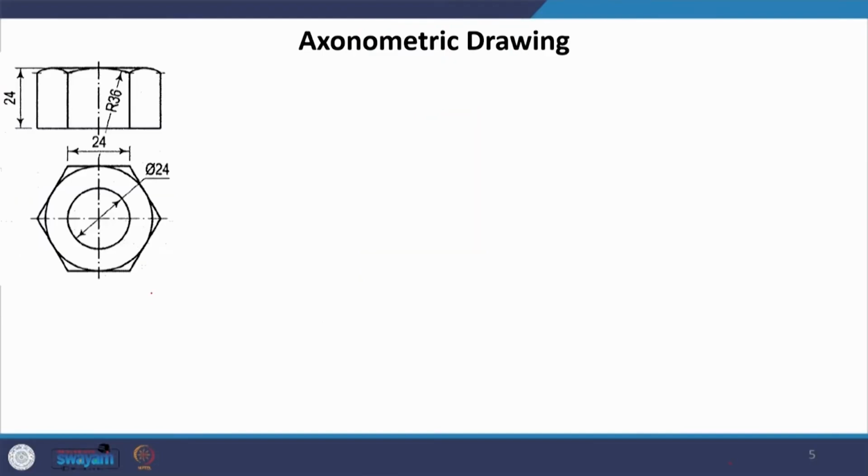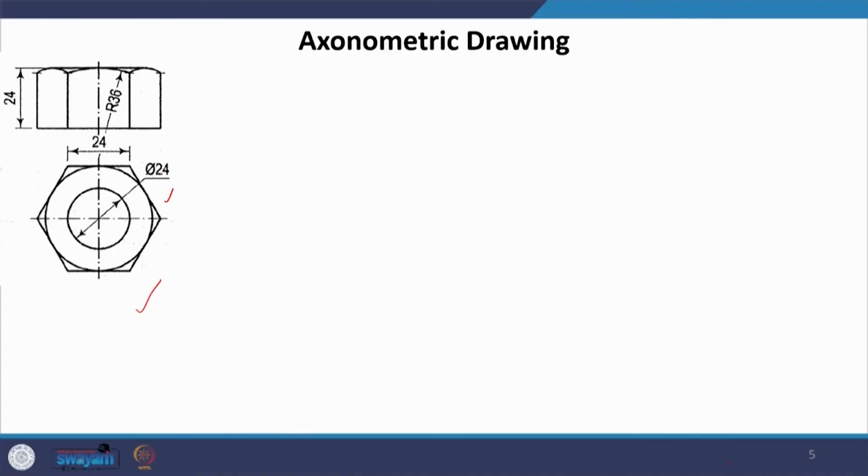The same thing you can try doing with this. We have done it in isometric, try doing it in axonometric. Try by drawing the plan, which is what you will see from the top, and drop it to the bottom. Once you drop it to the bottom, you will see what this nut looks like. Try doing this at home and come back to us if you have any queries.